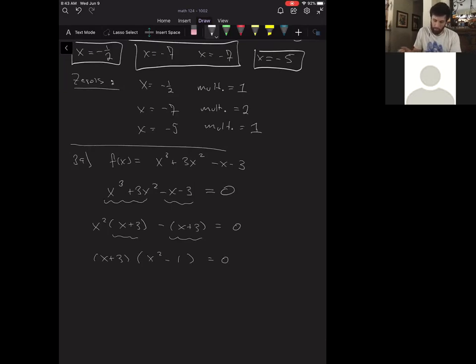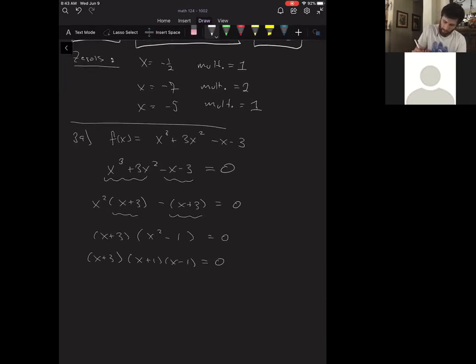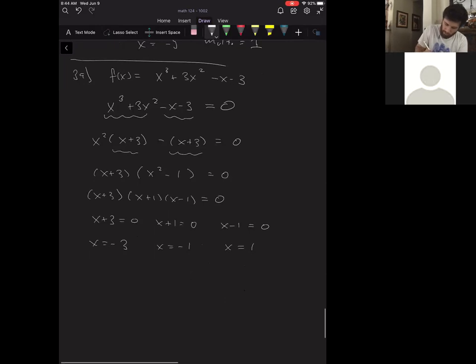And so now we have two pieces, and we set those pieces equal to 0. I guess one more thing we can do is continue factoring x squared minus 1. Let's do that. So this is going to be x plus 3. If we factor x squared minus 1, that's x plus 1, x minus 1. So that's equal to 0. Now we set all these pieces equal to 0. So we get x is equal to minus 3, x is equal to minus 1, x is equal to positive 1.